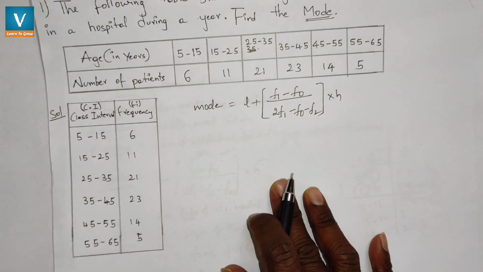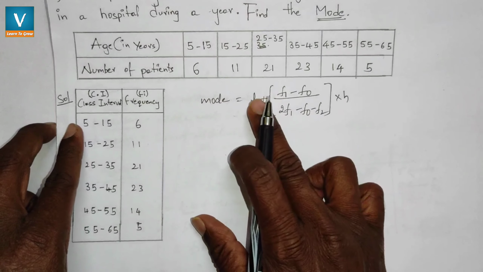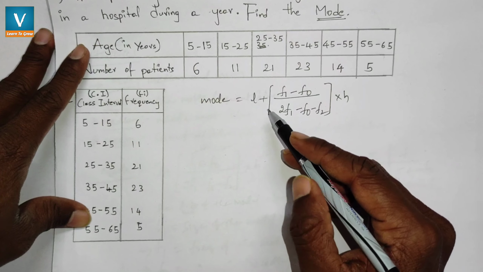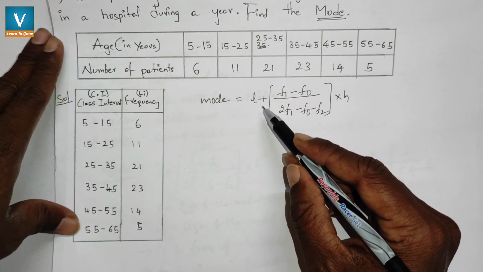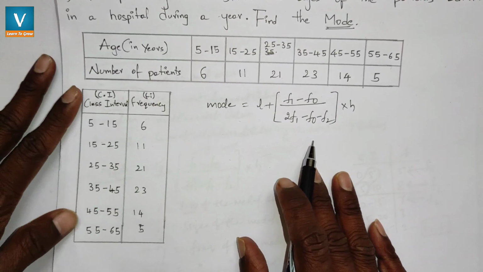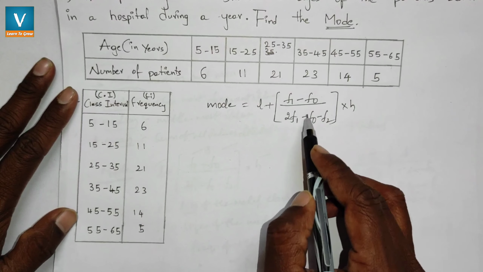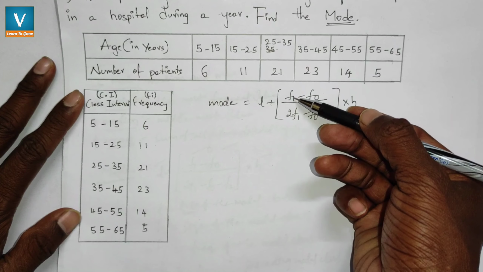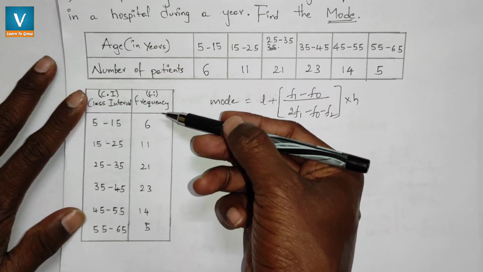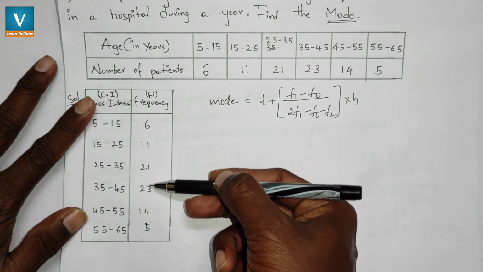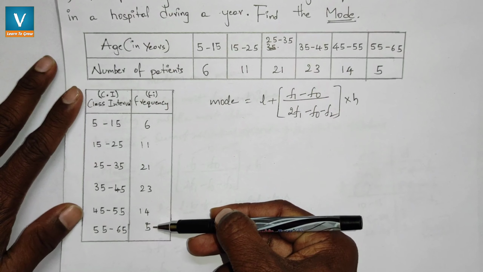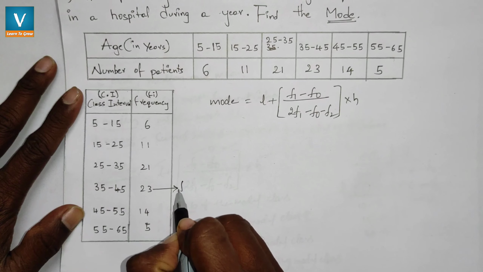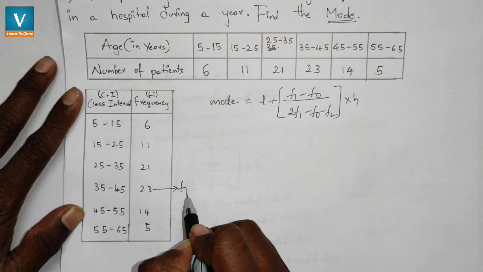Now we will locate and indicate each and every value. What indicates L, F1, F0, F2, H? So first, with respect to F1, we have to consider the values. F1 is the highest frequency. So check it here: 6, 11, 21, 23, 14, 5. Which is the highest frequency? 23. Yes, 23 is F1, nothing but the frequency of the modal class.